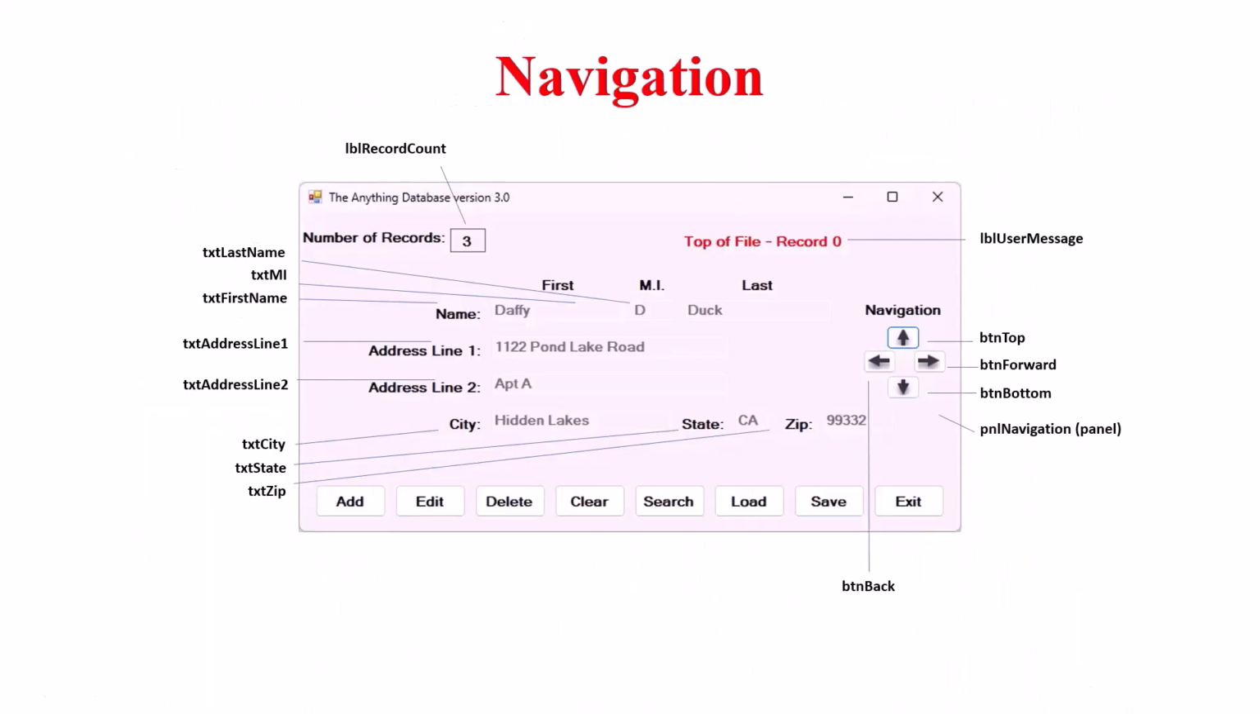So what do we need? Well, we're going to be looking at the number of records, our label record count. We're always going to have that up there so we know how many records we actually have in there. If it's 0, we're not going to be able to even do navigation.